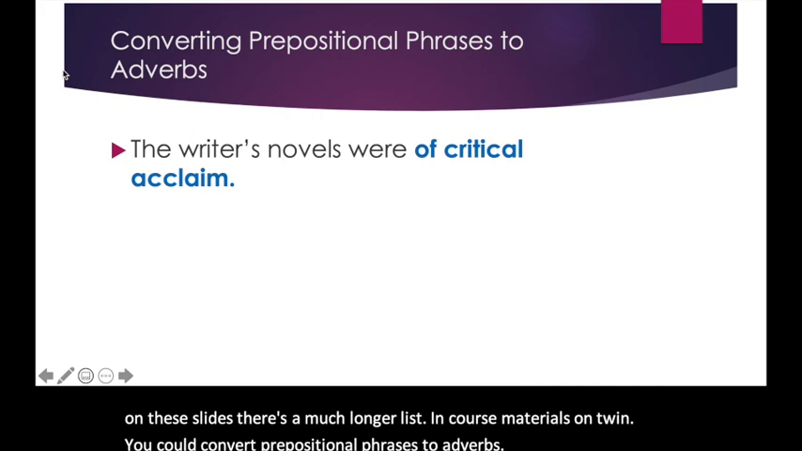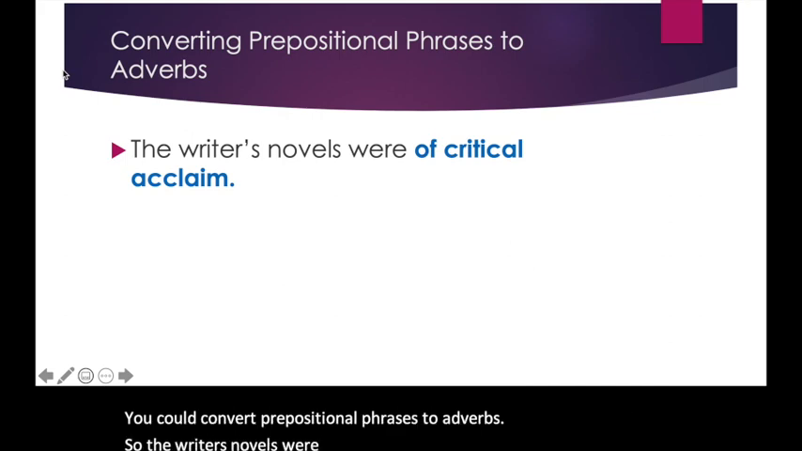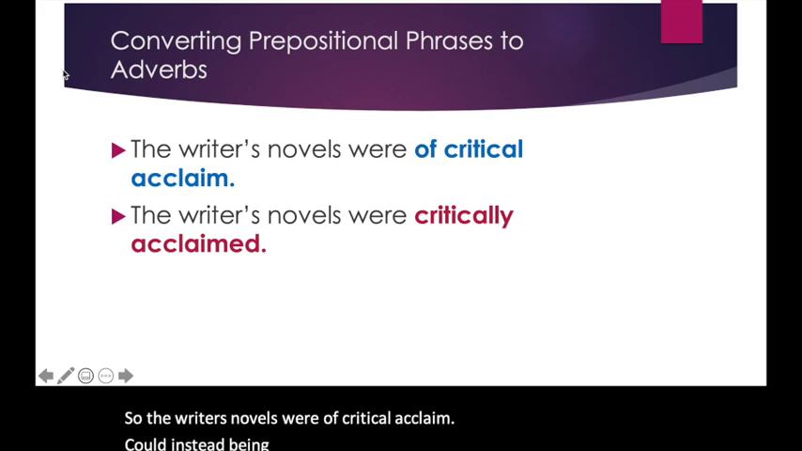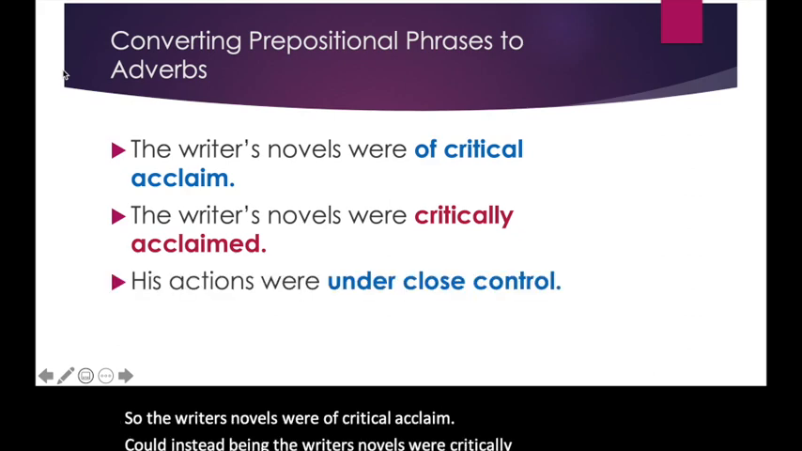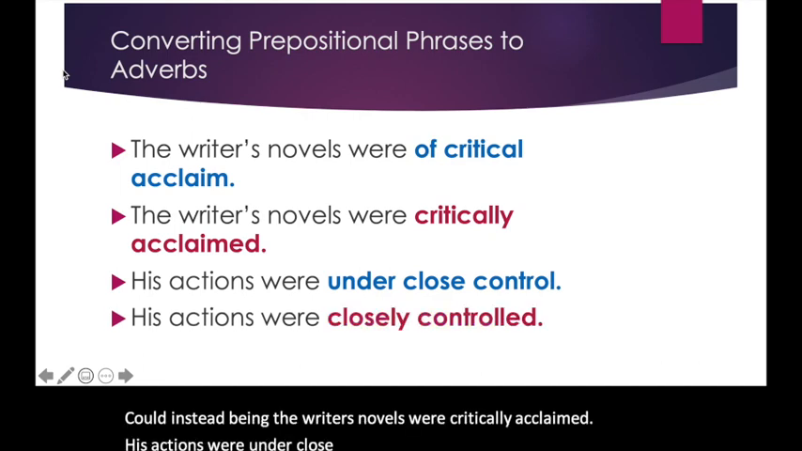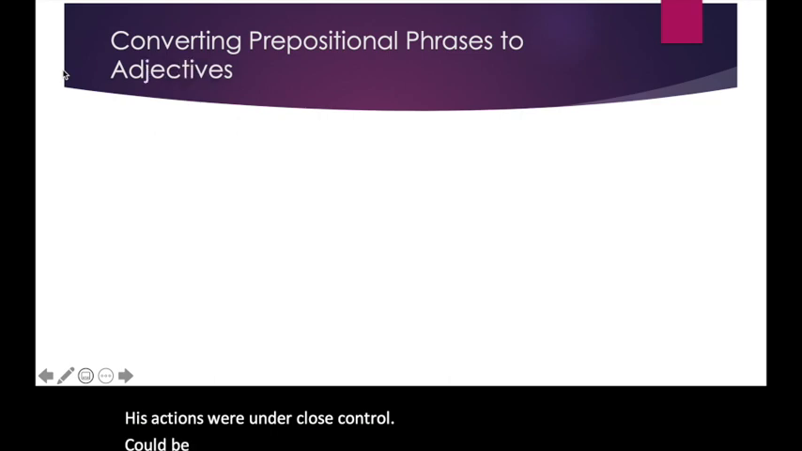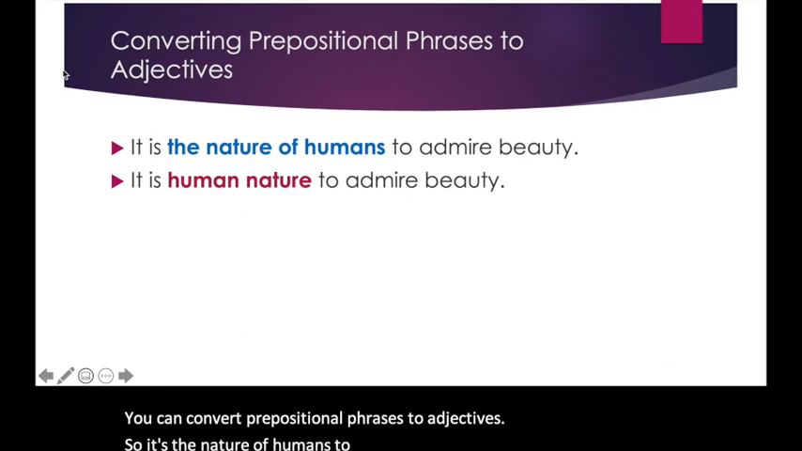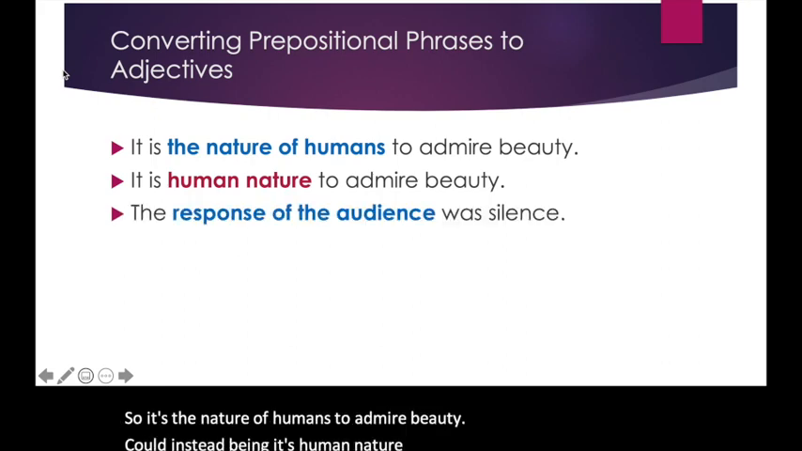So the writer's novels were of critical acclaim could instead be the writer's novels were critically acclaimed. His actions were under close control could be his actions were closely controlled. You can convert prepositional phrases to adjectives. So it's the nature of humans to admire beauty could instead be it's human nature to admire beauty.